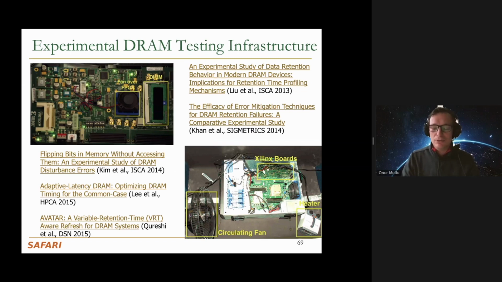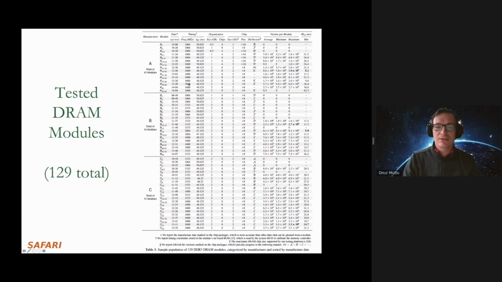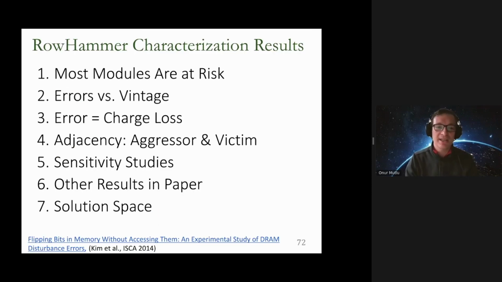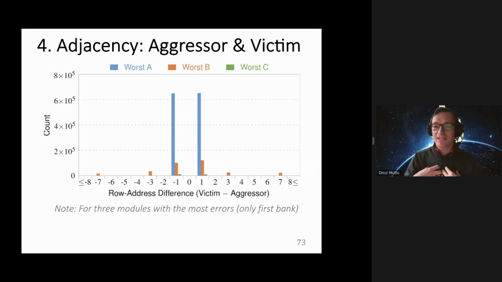So we used our testing infrastructure for many studies in Rowhammer, and initially, in the 2012 to 2014 timeframe, we tested more than 120 modules that are listed over here, as you can see. I'm going to give you some insights from our characterization very quickly. The first insight is that the aggressor row and the victim rows are most of the time adjacent to each other. So this is the row address difference from the perspective of the memory controller.